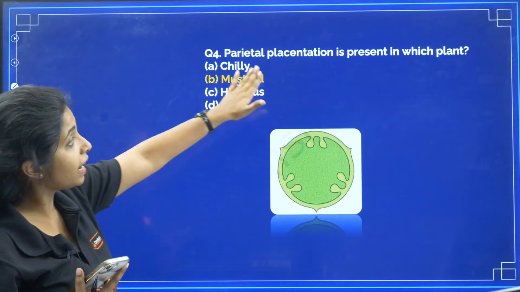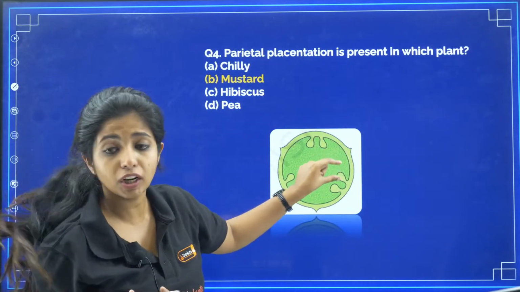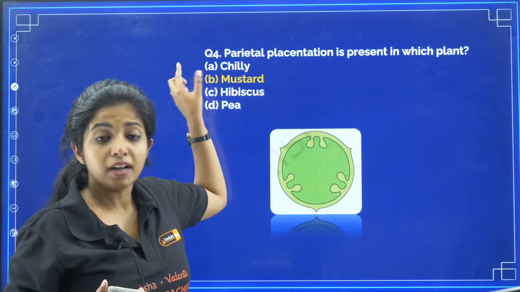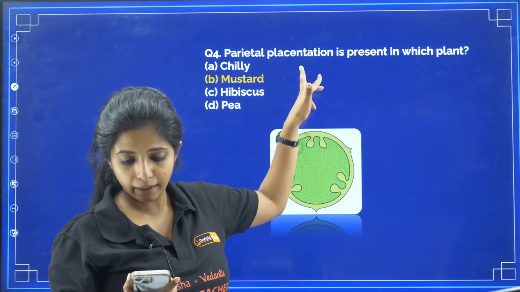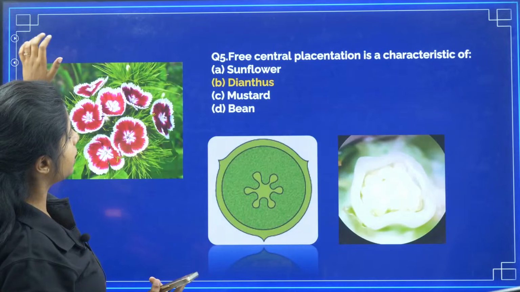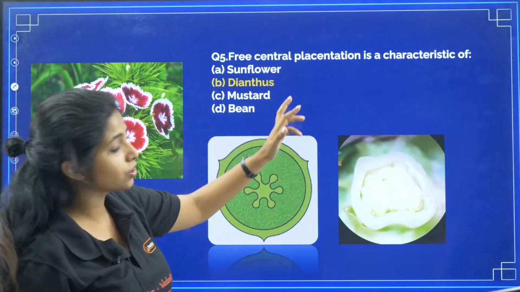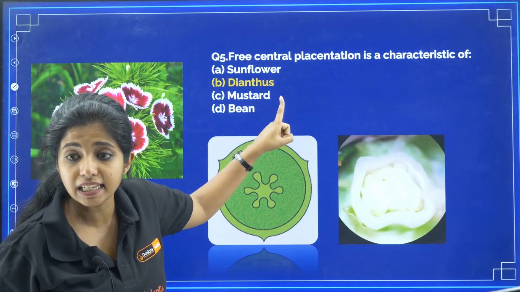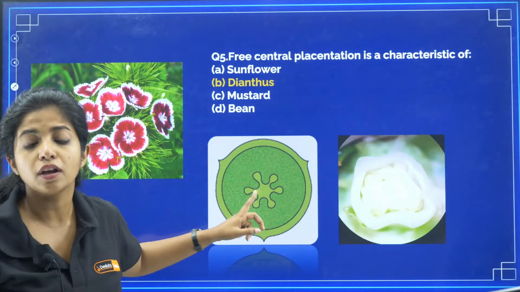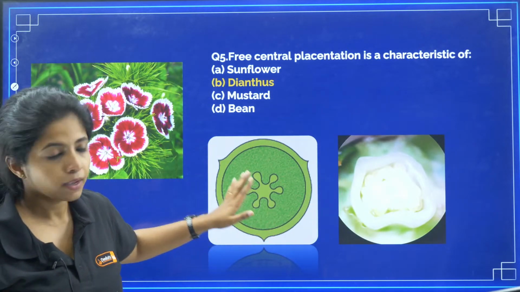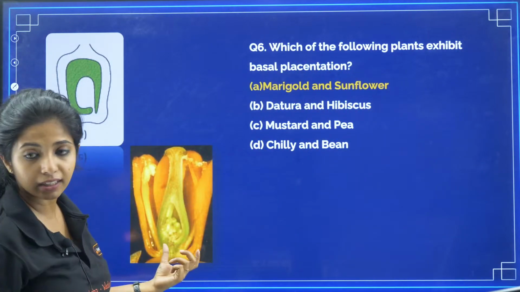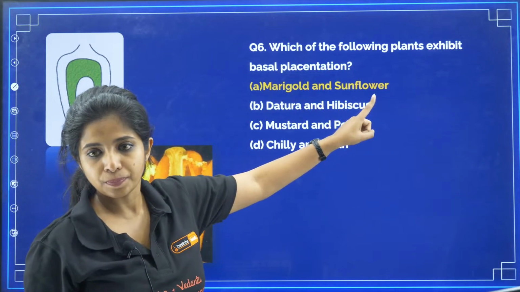Next, parietal placentation. Parietal means towards the periphery you will find placentation. Where do you find it? In mustard. So MP you can remember like that. Now, going ahead, my dear children, free central placentation is characteristic of what? Free central means in the center you find it. Where do you find it? In dianthus. In dianthus, my dear children, you will be finding free central placentation. Next thing, which of the following exhibit basal placentation? At the base side, you find placentation. Marigold and sunflower.